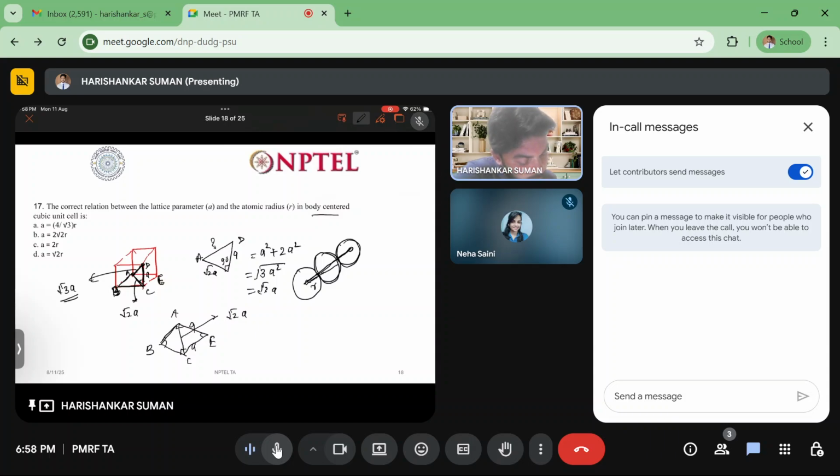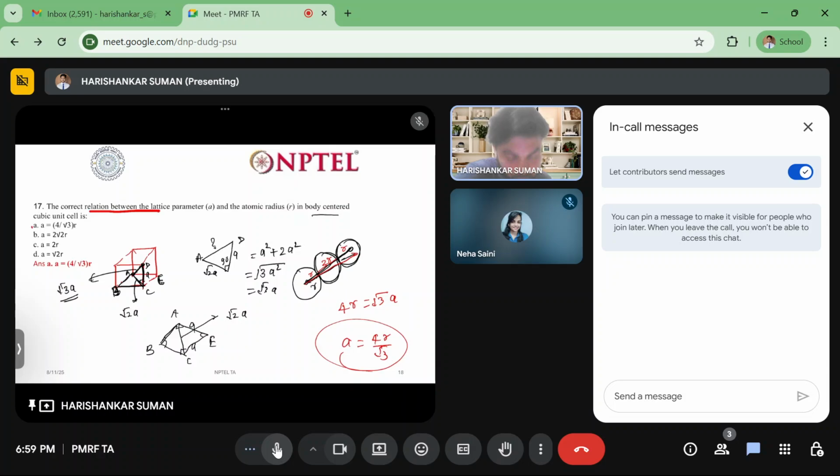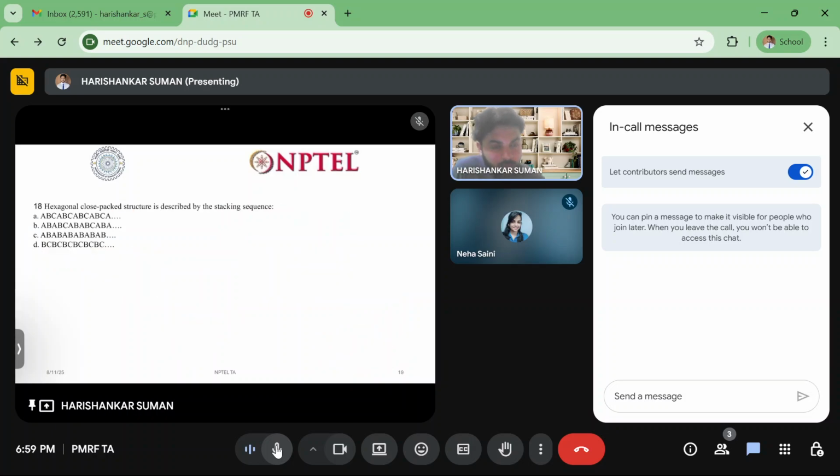And how many R's if they touch along the diagonal? This is R, this is R, R and R: 4R equals root 3 A. So A equals 4R by root 3. Which option is correct? A. Clear? Let's move to the next question.